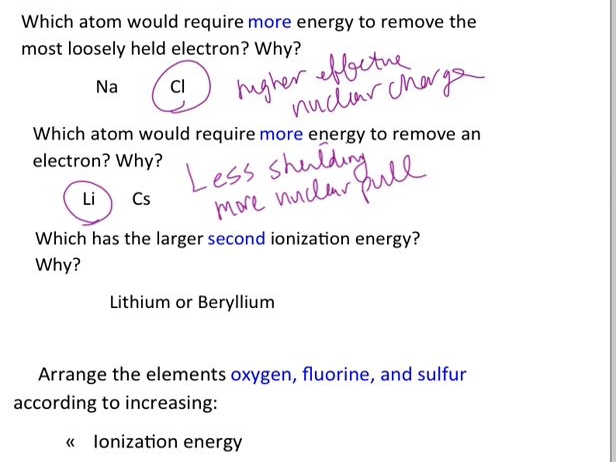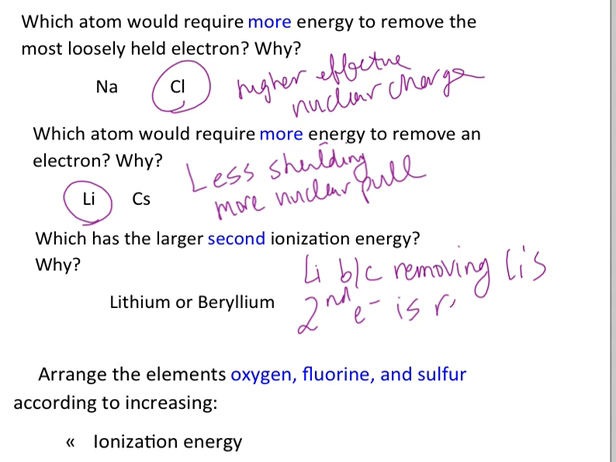Which has the larger second ionization energy and why? Lithium or beryllium? Lithium. Why is that, Rui? Thanks, JD. I was waiting for Rui. Because we're moving past the noble gas. Which is, JD? Removing a core electron. Lithium, because removing lithium's second electron is removing a core electron.